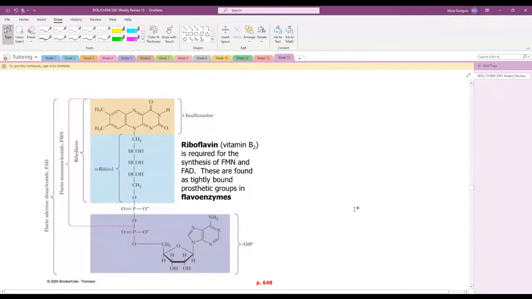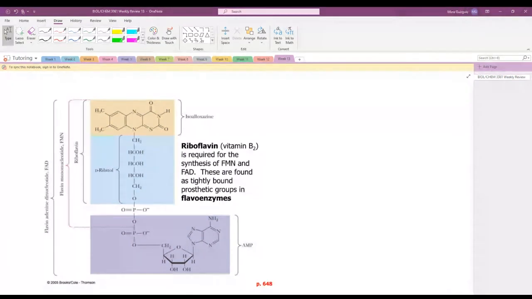Okay, so we've been talking about FAD a little bit as just "here's something," but let's not actually talk about it. This is where we're going to start talking about it a little bit. So riboflavin, or vitamin B2, is required for the synthesis of FMN and FAD. So FMN is the flavin mononucleotide.